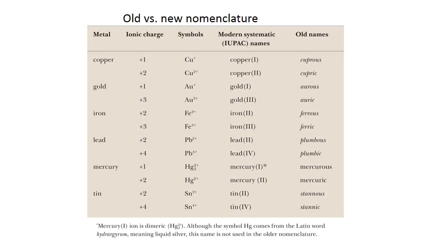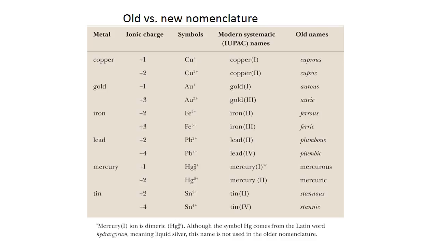The problem is that you have to remember what the charges actually are, right? So that's the hard part of the old nomenclature. The new nomenclature is easier to remember. The Roman numeral just matches the charge. You can learn the old nomenclature if you like, but I will test you on the new nomenclature only.